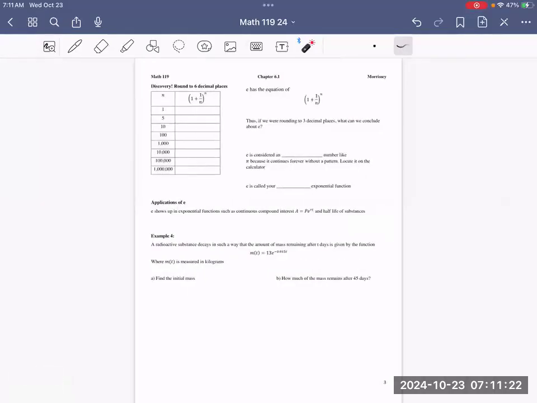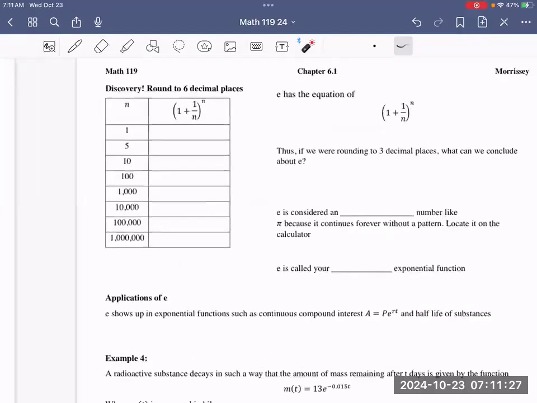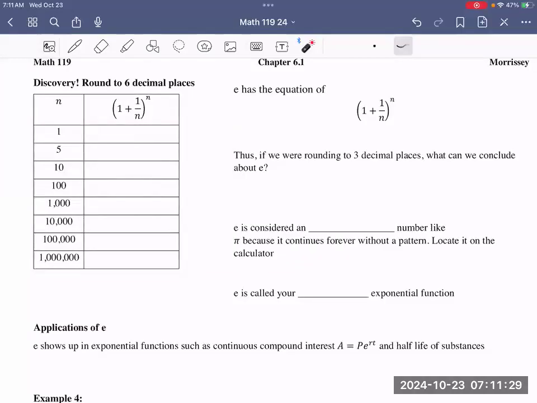Now, the last thing for chapter 6.1, which is actually 6.2 in our textbook, we are talking about e. Now, e is actually a number, and it has the equation 1 plus 1 over n raised to the n. Now, let's try to do some little discovery. So if you have a calculator, let's have you take that out. And what we're going to be doing is rounding to 3 decimal places. Well, what is e? So e is, as we established, a number, and we're going to discover what that is.